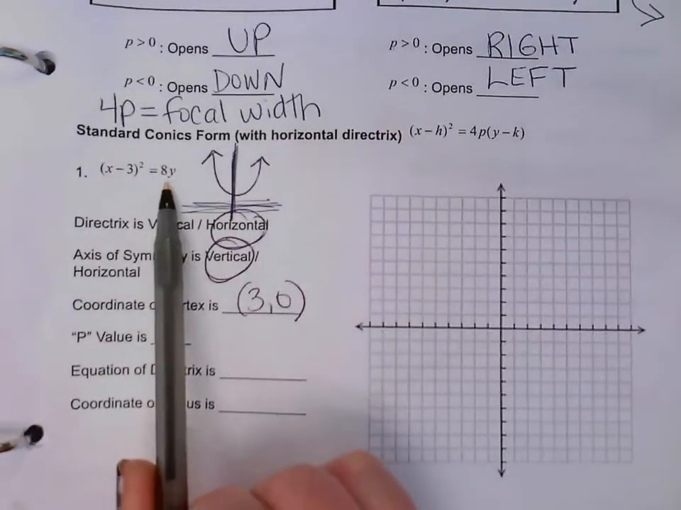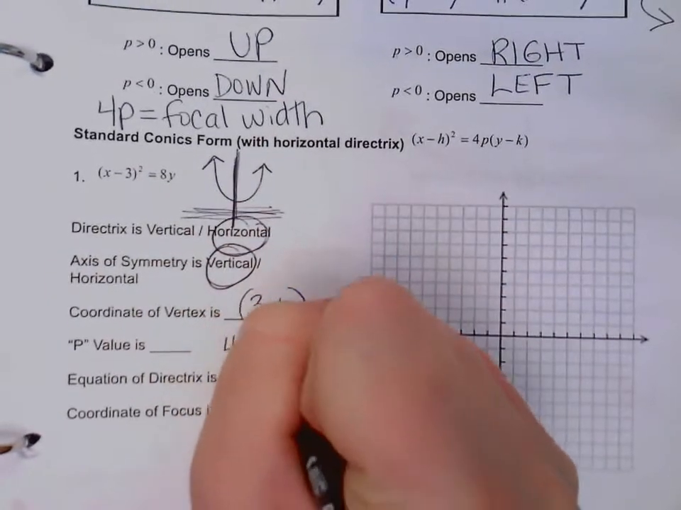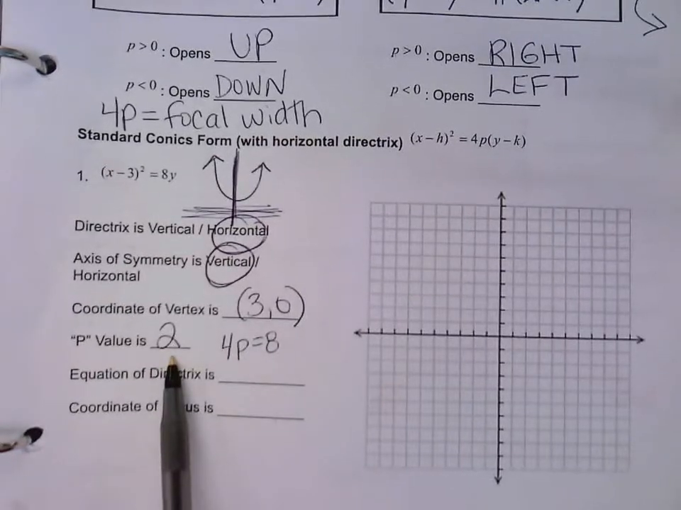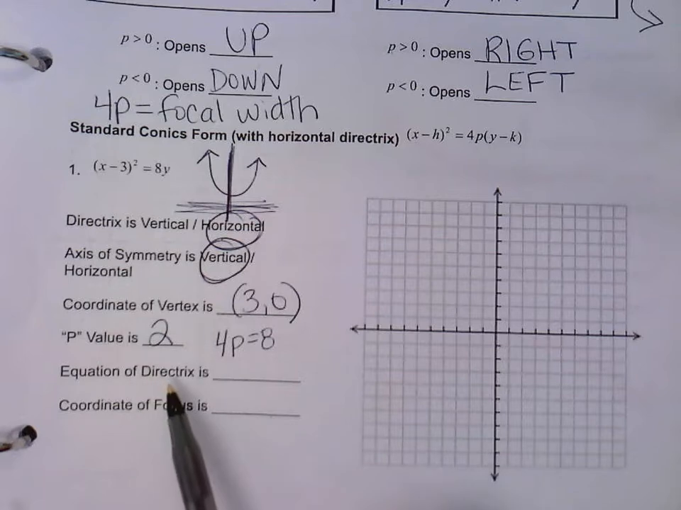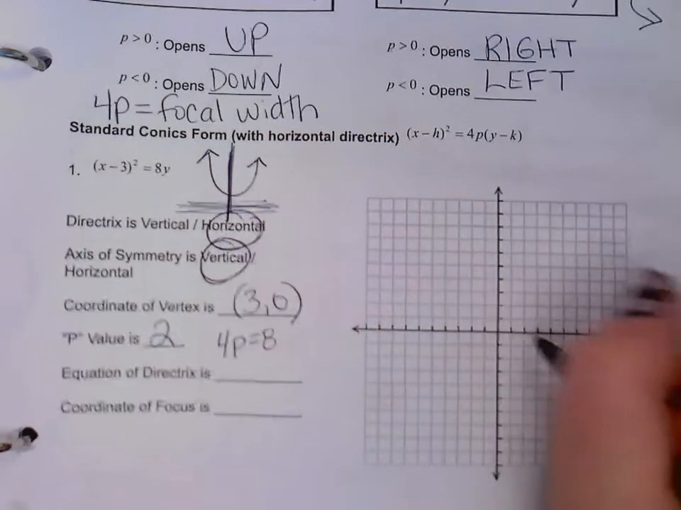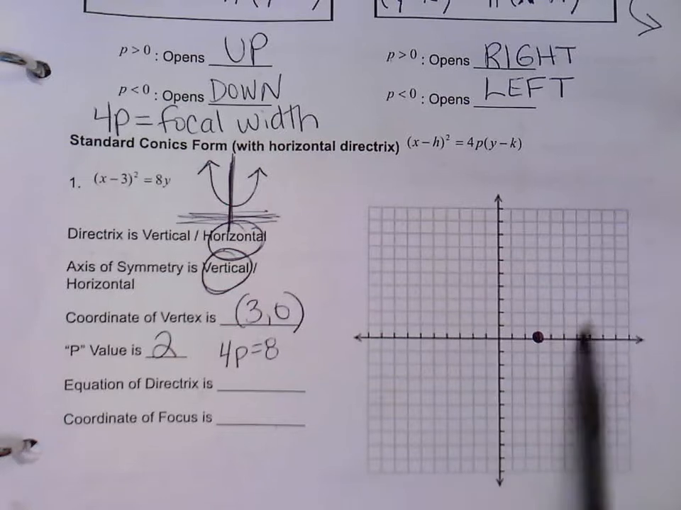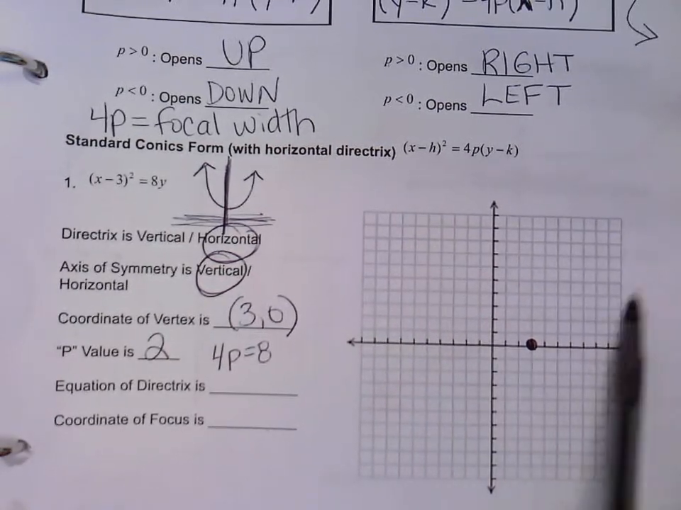This is asking you for the p-value. The 4p value is 8. So if 4p is 8, then p by itself is just 2. Make sure you do that math. I'm going to answer this equation and coordinate at the end after I've graphed it. So I'm going to go to 3, 0 and put my vertex. There it is. And I already know it's going to be going like this, right? Concave up parabola because p was positive, x is being squared.